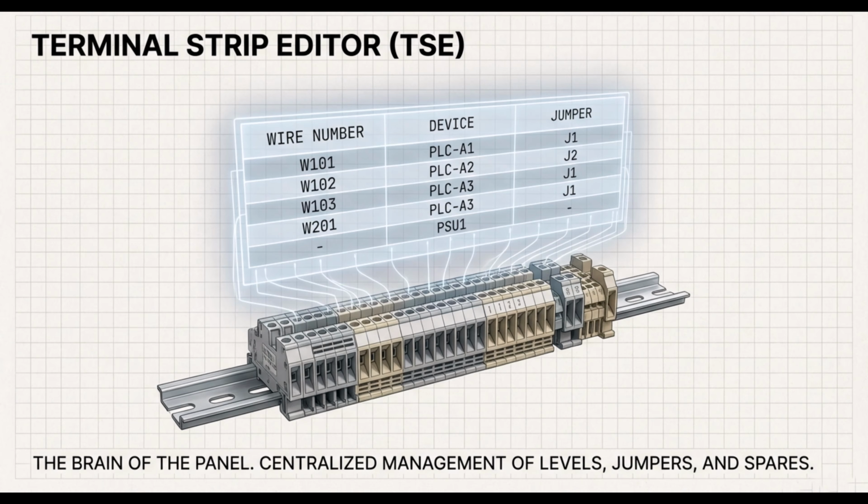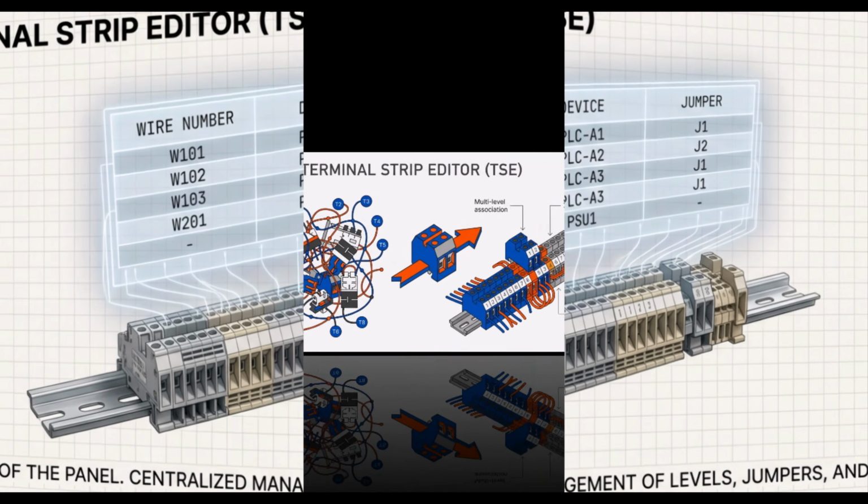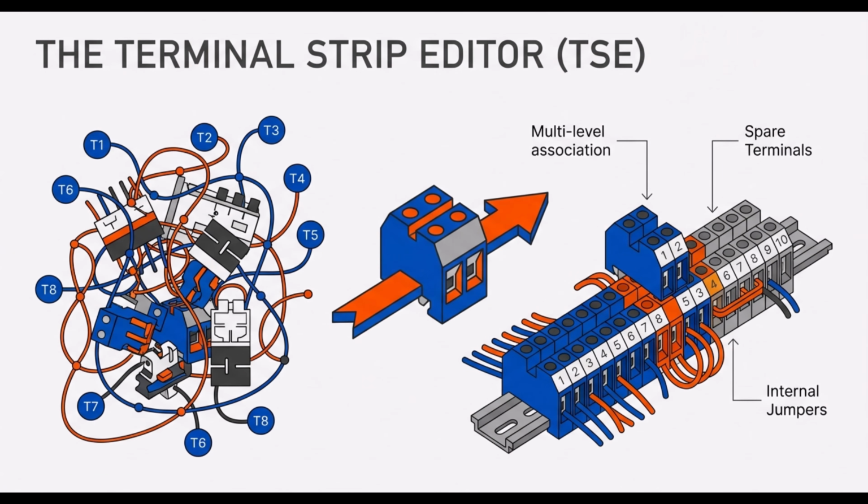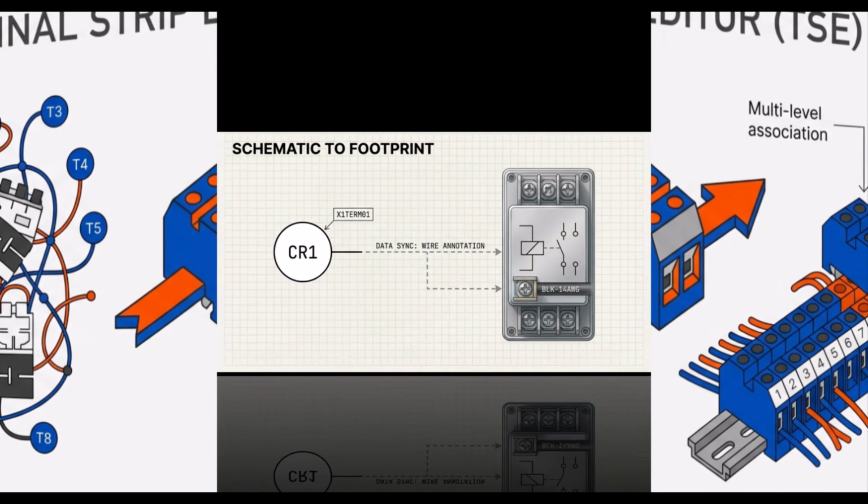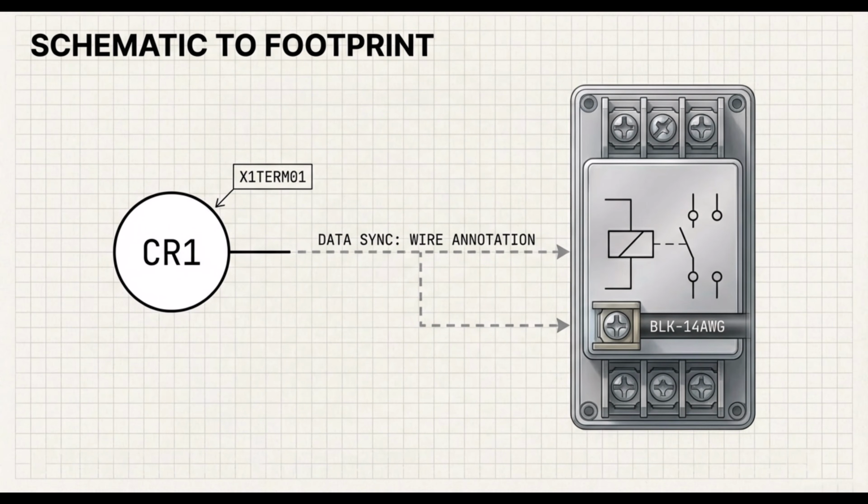In the old days, you'd draw your schematic, and then you'd have to manually draw the terminal block layout for the panel, hoping you didn't miss a wire. And hoping you got the order right. With TSE, the software reads your schematic. It sees every single wire that lands on a terminal symbol. It says, okay, I need a 10-block strip, and it generates the graphical footprint of that strip automatically. It puts the wire numbers on the left and right sides. If you did it right, it even shows the jumpers between terminals.